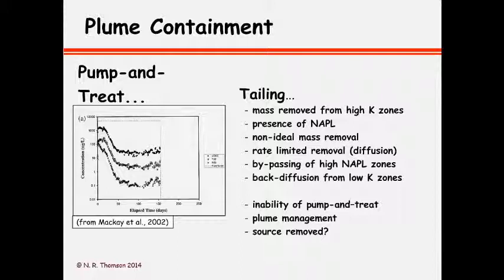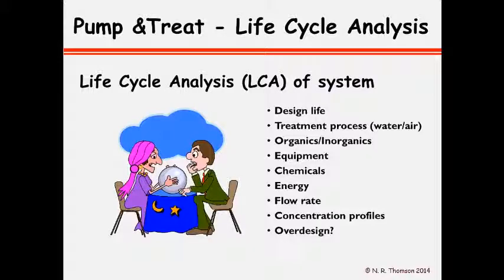The mass was removed quickly, as I say, from the high permeability zones, but the other remaining mass was diffusion controlled, which then led to, as I said before, the inability of a pump and treat system to treat a source zone. Now, pump and treat has been around for quite some time, and the life cycle analysis of this system is well understood.